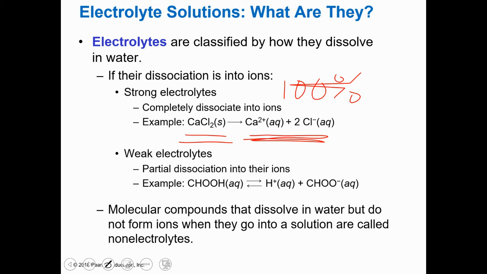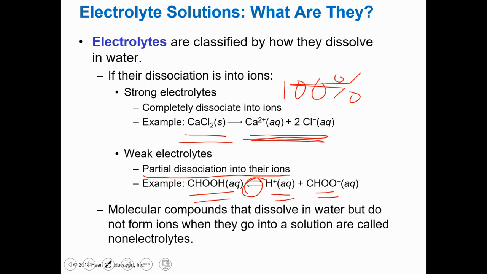My weak electrolytes, they only partially ionize. So my weak electrolytes, you'll see this double arrow. That means that it exists in its molecular formula, and then it will also exist into ions.